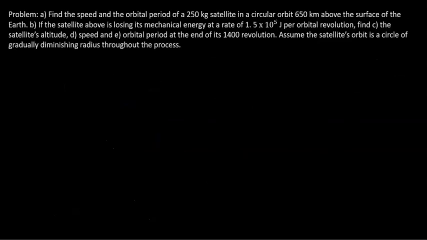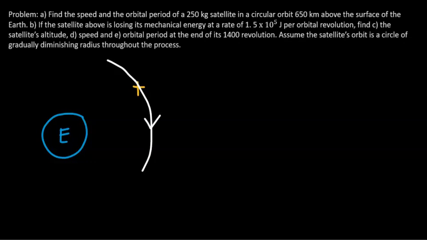Problem 2. Find the speed and the orbital period of a 250 kg satellite in a circular orbit 650 kilometers above the surface of the Earth. So let's do part A first. So that's the Earth and that's the satellite. And the orbit is like that, let's assume. So the satellite's mass is 250 kg. And the altitude, that means this distance, is 650 km.